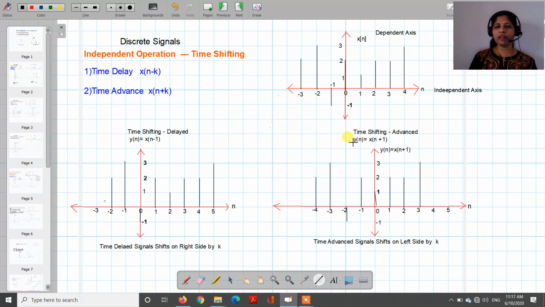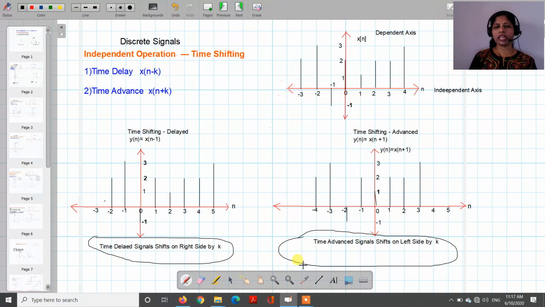So because of the time advance, instead of the signal starting at minus 3, now it starts at minus 4. That is why this is called the advance operation, and for advance operations we have to shift our signal to the left side. For delay, we have to shift the signal to the right side. This is very important: for a delayed signal, shift the signal to the right side; for an advanced signal, shift the signal to the left side. Okay, so thank you.